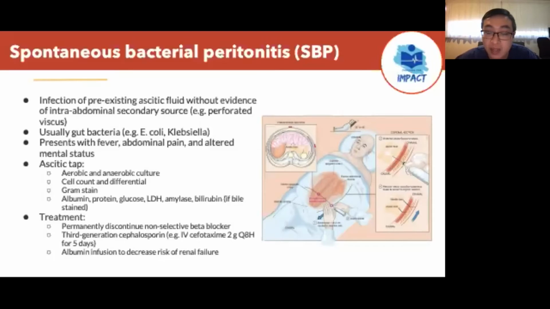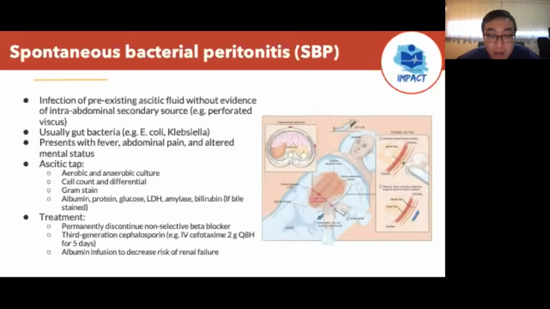So most of the cases are due to gut bacteria, even in the absence of gut perforation. So organisms like E. coli, Klebsiella, or your gram-negatives, although gram-positive infections can occur as well. So occasionally you can get streptococcal and staphylococcal infections causing SBP. SBP classically presents with a triad of fever, abdominal pain, altered mental status. So it's a differential that we need to entertain in a cirrhotic patient like ours.